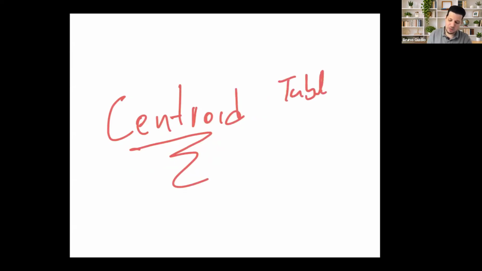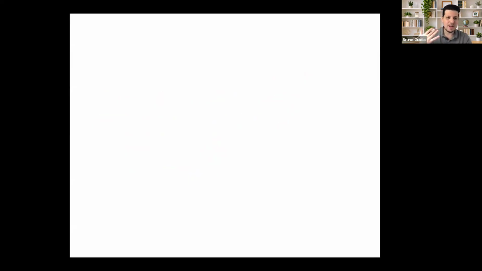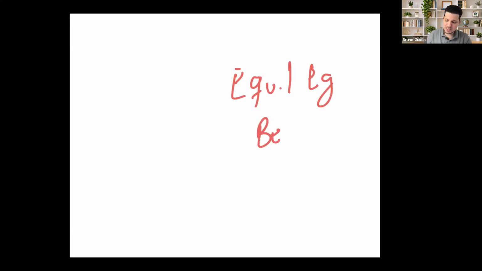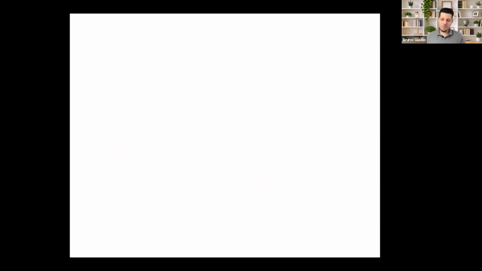Use the table. You can use the table. Table is fine. Just pay attention to what you're doing. And then 2D rigid body. If you are comfortable doing the equilibrium equations for the beams or the truss, you should be able to do the last problem, the rigid body. Okay? Should be able.